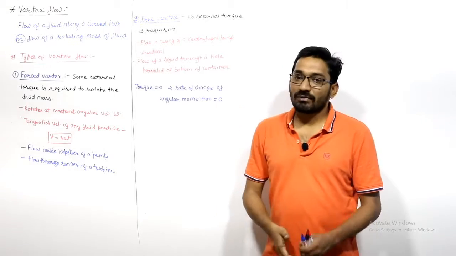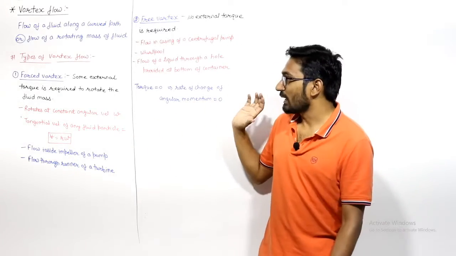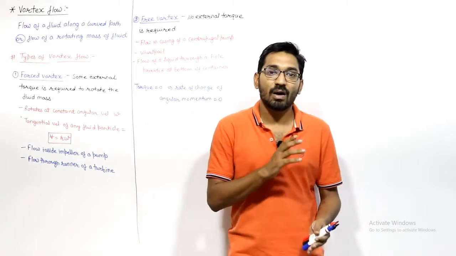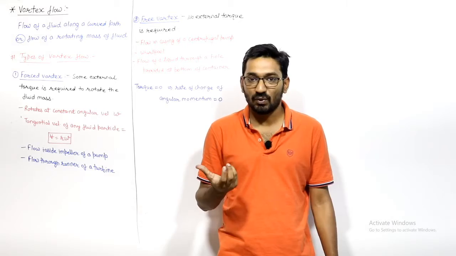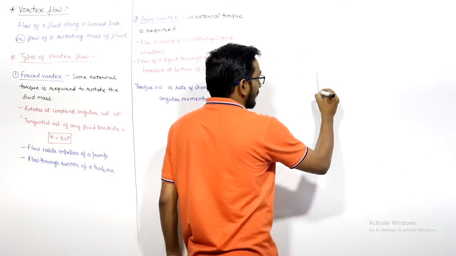There are two types of vortex flow. The first one is the forced vortex and the second one is the free vortex. Forced vortex is that flow in which some external torque is required to rotate the fluid, right? Suppose you have a container, let us say we have this container.